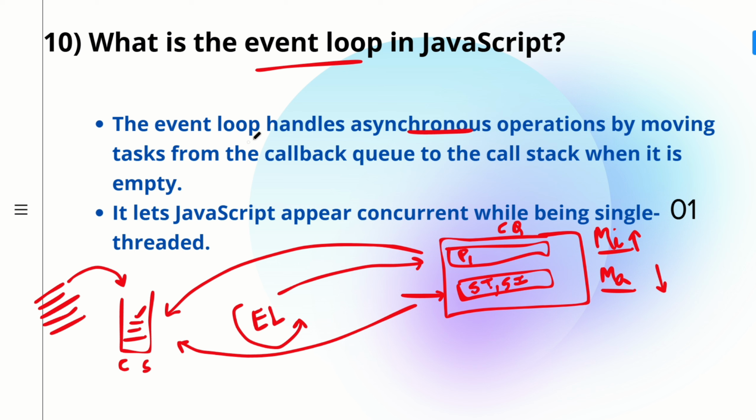So this is called the event loop, how it handles asynchronous operations. All the promises, set timeout and set interval are asynchronous operations, right? So it is helpful for handling asynchronous operations by moving the task from the callback queue to the call stack when it is empty. When the call stack is empty, the event loop will get you the callback functions of promises, set interval and set timeout. So this is how the event loop is useful for making your JavaScript appear more concurrent even if JavaScript is a single threaded language.